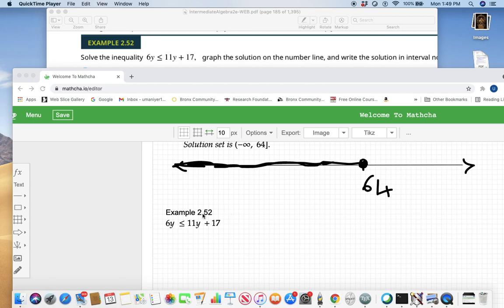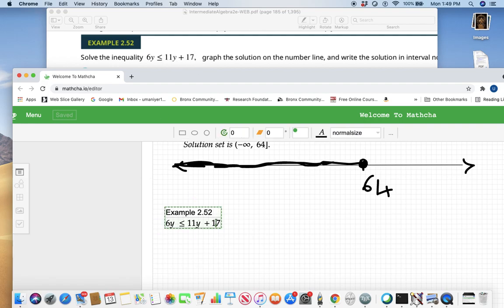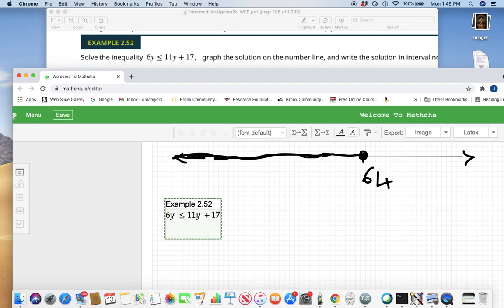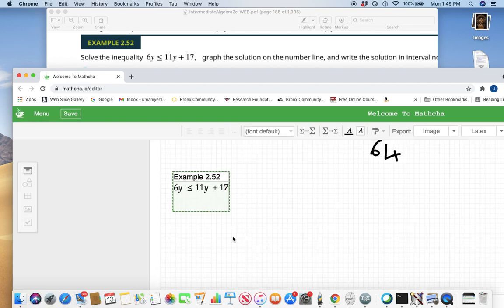Come back. Example 2.52. 6y is less than or equal to 11y plus 17. They want us to solve this and graph the solution set. Okay, you have a y here and a y here. Bring both the y's together.